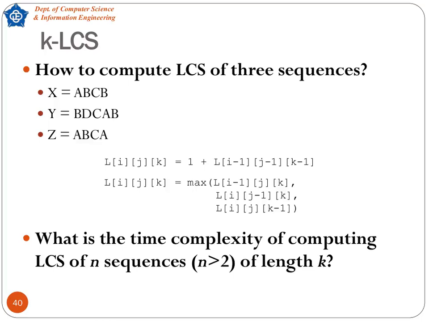If they don't all match, we consider dropping one character at a time, looking at L[i-1][j][k], L[i][j-1][k], and L[i][j][k-1], and take the maximum. By filling out this i times j times k grid, we eventually compute the length of the longest common subsequence. More generally, for n sequences each of length k, you end up filling an n-dimensional array of size k^n, so both time and space grow on the order of k^n.